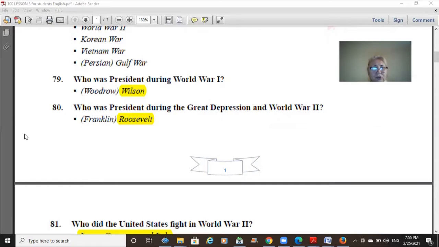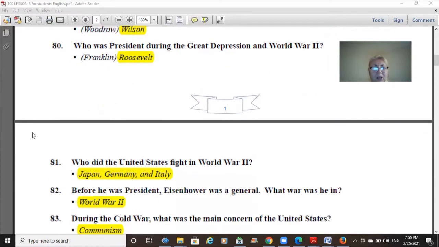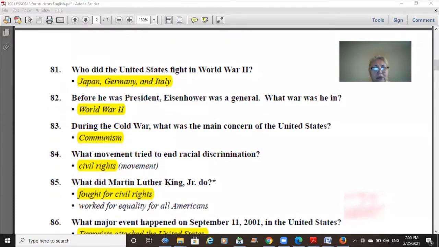I want you to realize or to remember that what you see in brackets, you do not have to remember. Number 81, who did the United States fight in World War II? Please remember the names of all 3 countries, Japan, Germany, and Italy. Question 82, before he was president, Eisenhower was a general. What war was he in? And the answer is World War II.